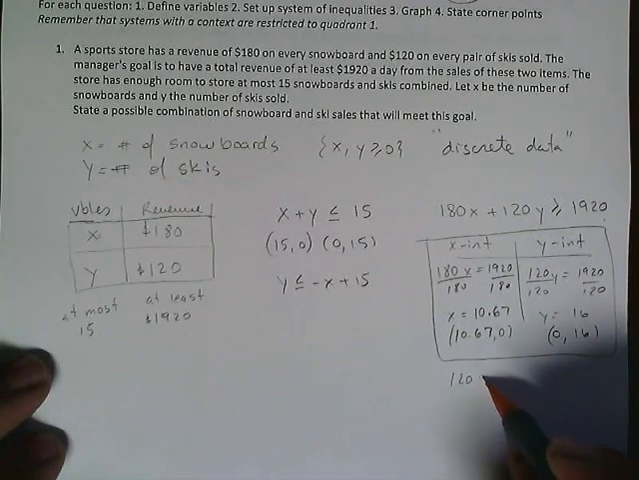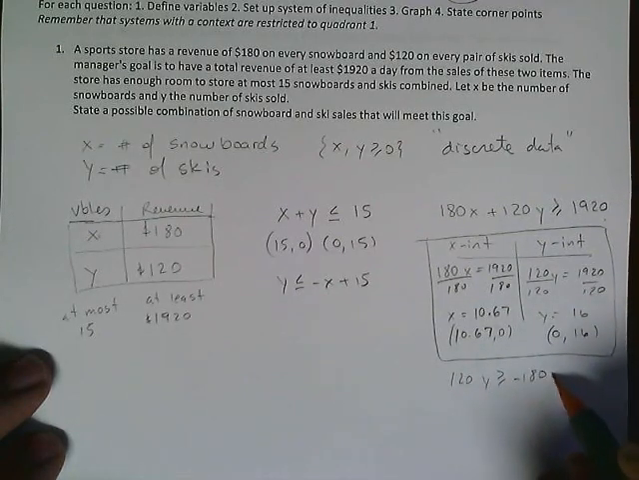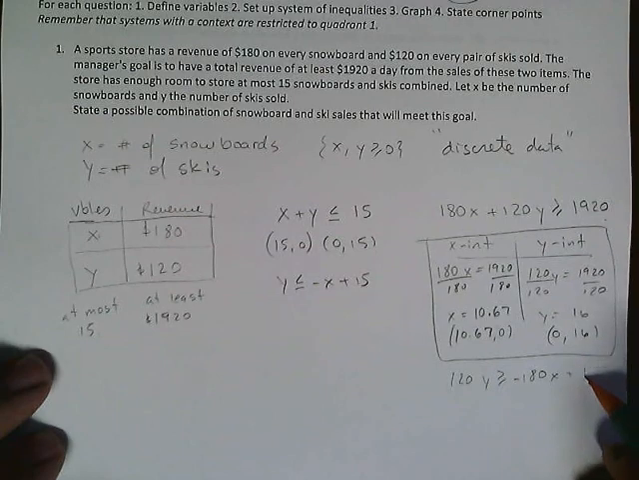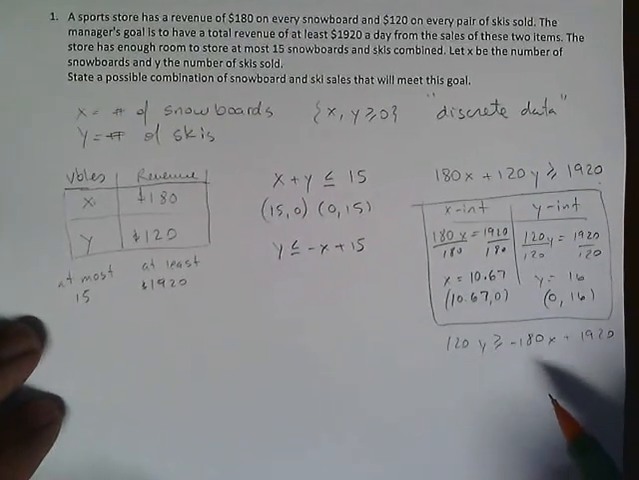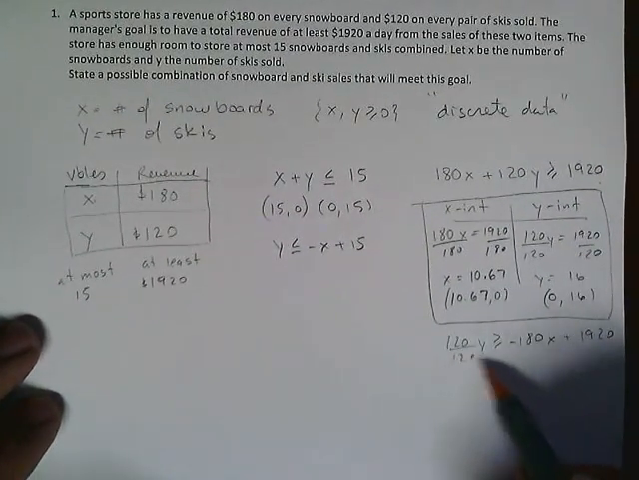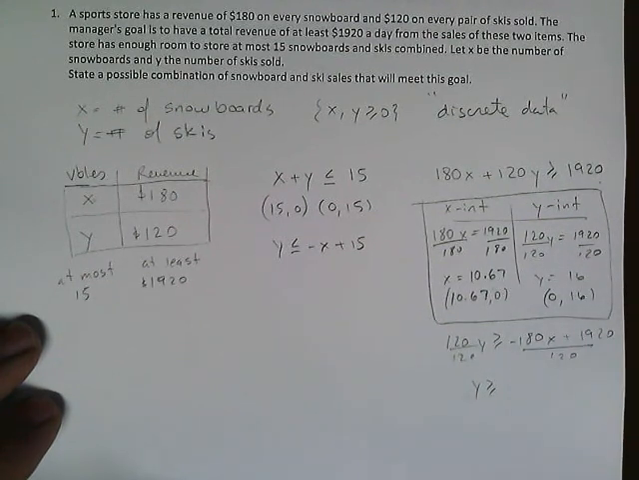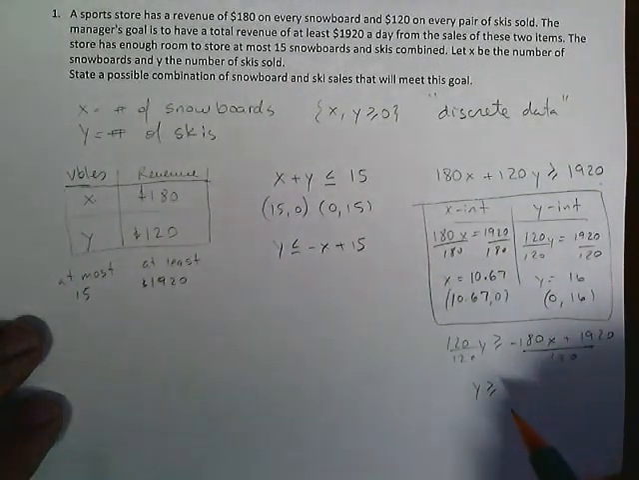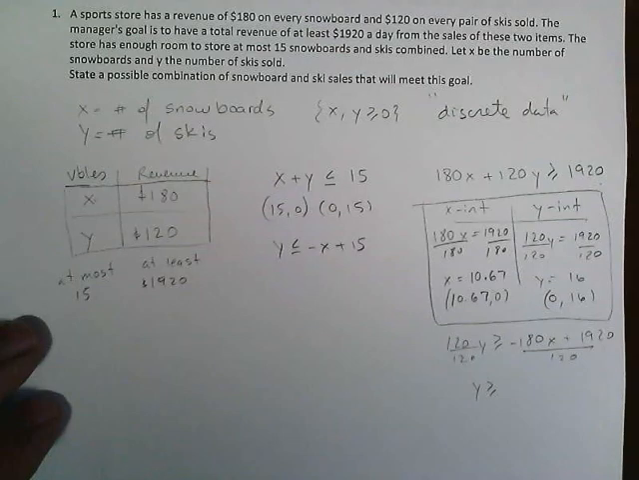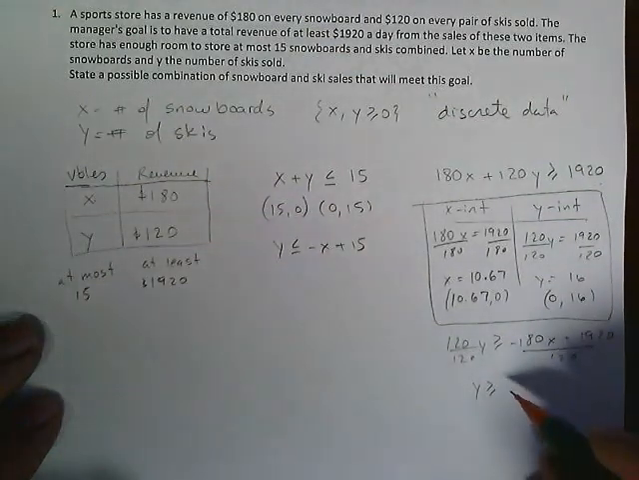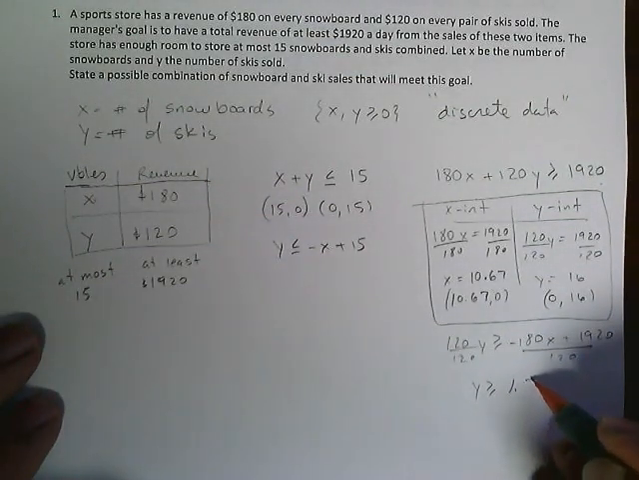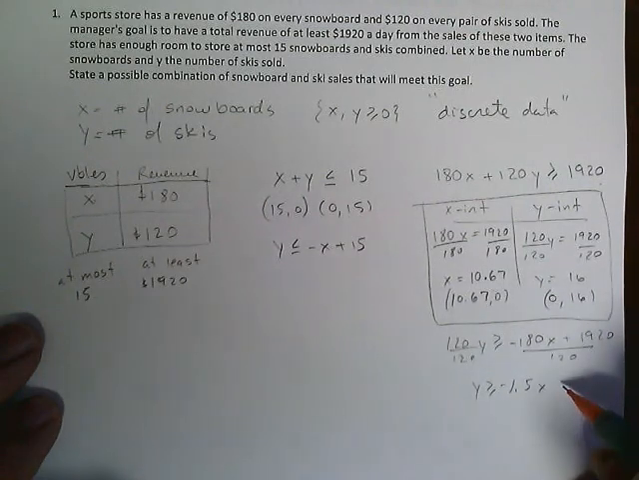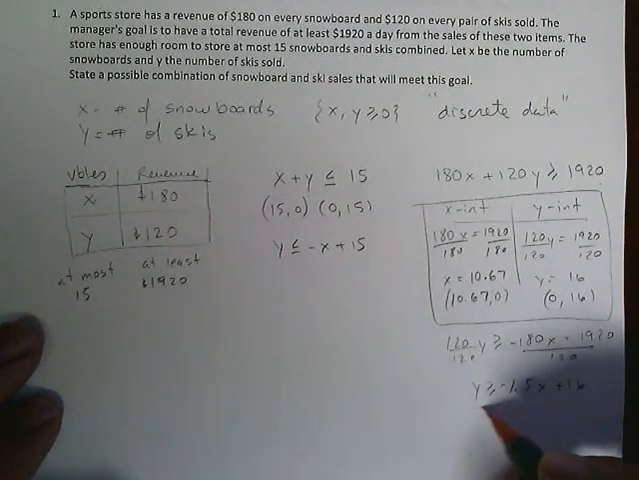So let's rewrite this. 1920, and divide everything by 120. Y is greater than or equal to, that ends up being, you actually get 1.5 exactly, negative x. So it's okay to write it as a decimal, plus 16. Okay, so there you have it.